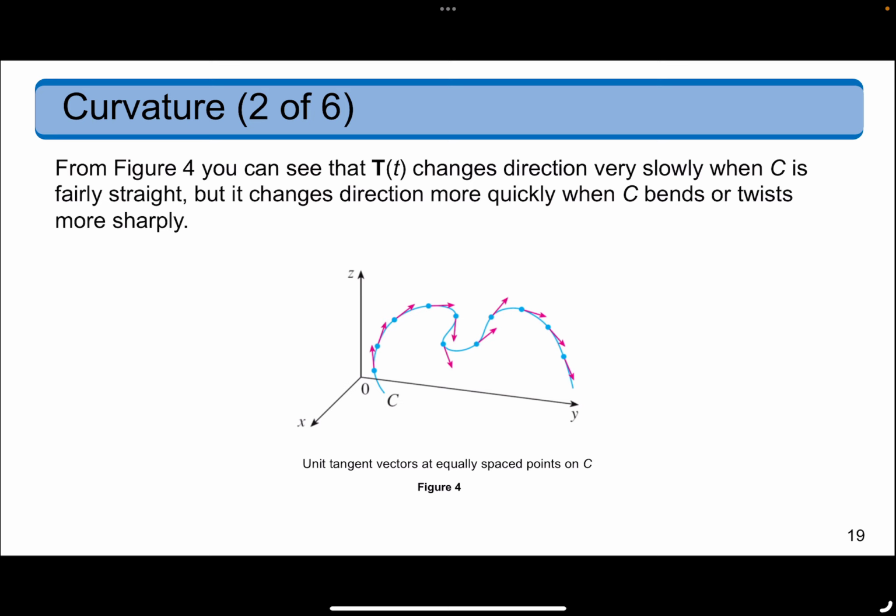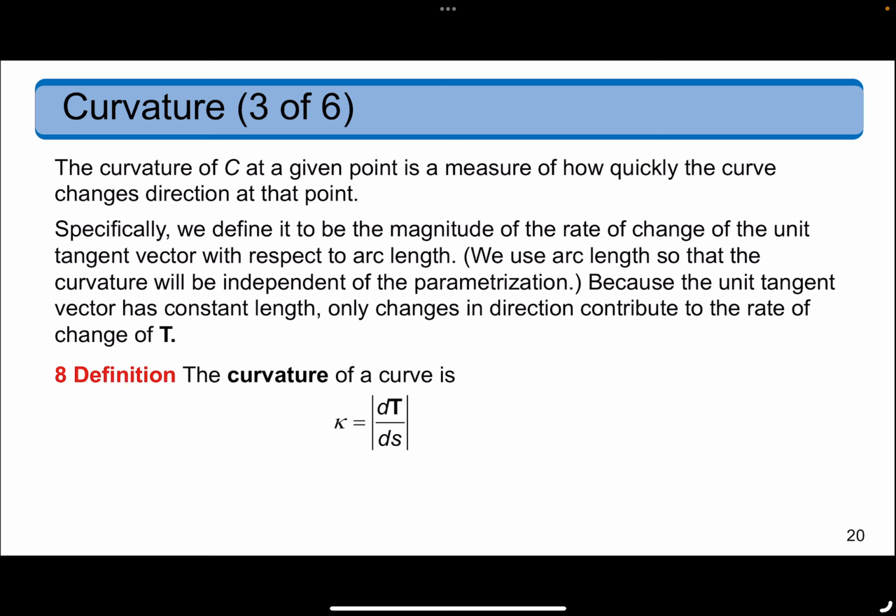From figure 4, you can see that T of t changes direction very slowly when C is fairly straight, but it changes direction more quickly when C bends or twists more sharply. The curvature of C at a given point is a measure of how quickly the curve changes direction at that point. Specifically, we define it to be the magnitude of the rate of change of the unit tangent vector with respect to the arc length. We use arc length so that the curvature will be independent of the parametrization.